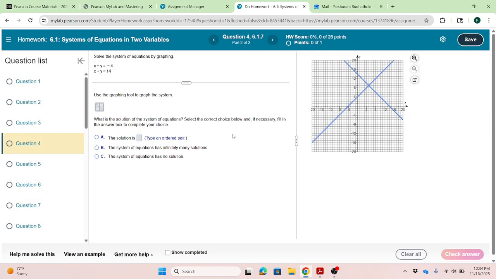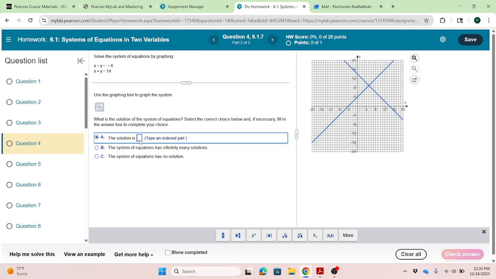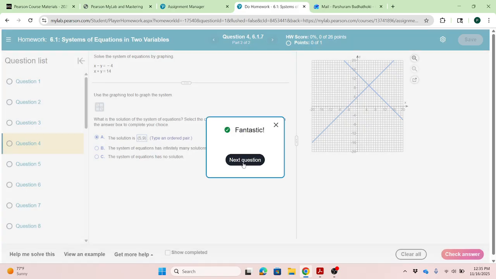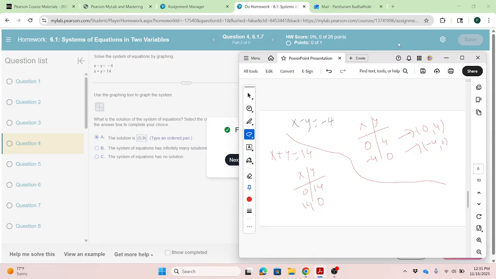This is the right graph, and the solution is there is only one solution, and you need to use parentheses: (5, 9). That is the point where these two lines are intersecting. So that is the solution for this system of equations using the graphing method.